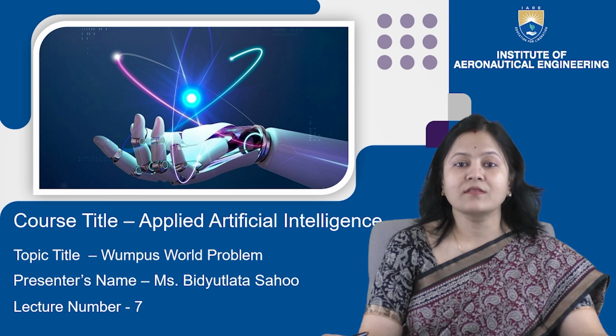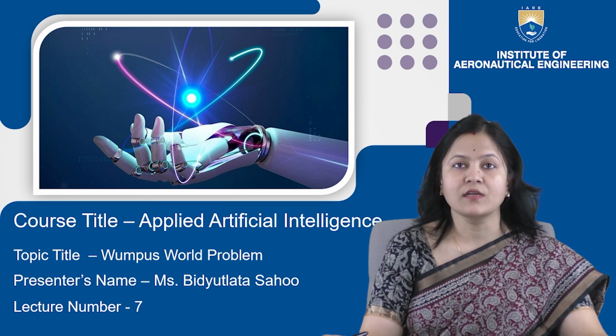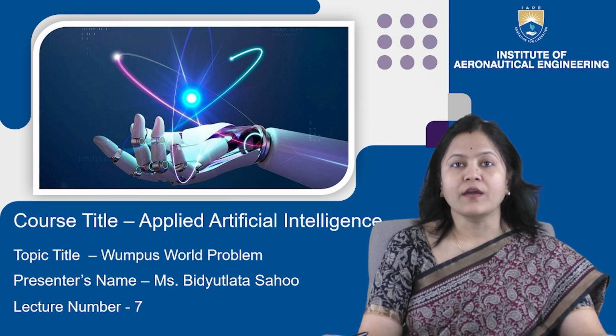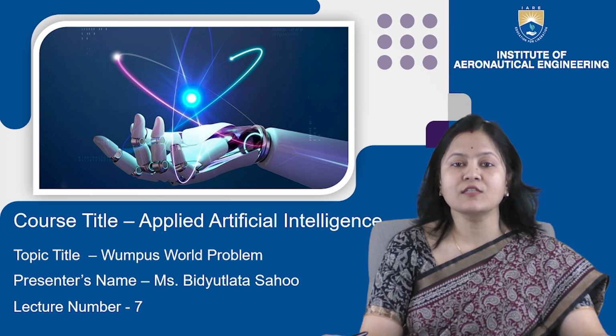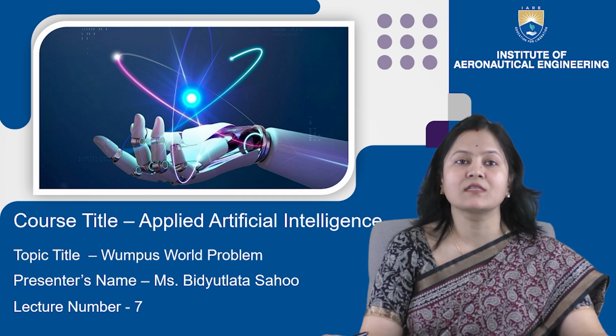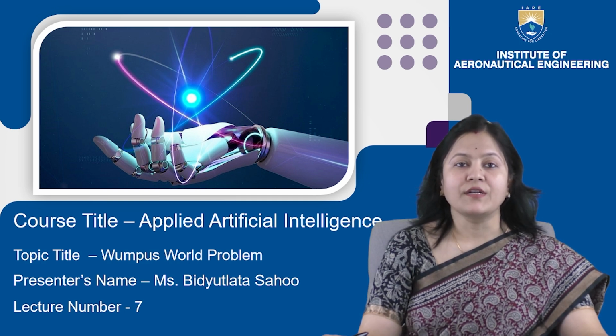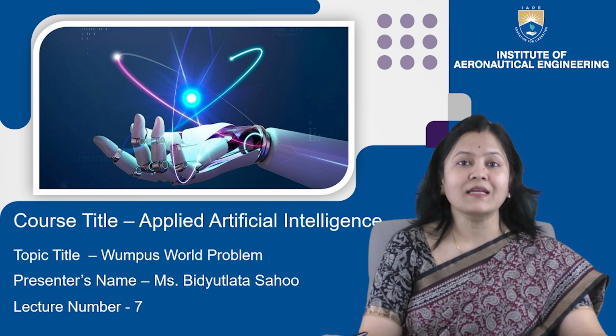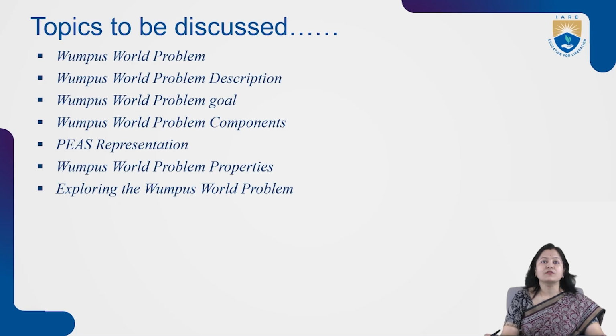This is my 7th video lecture on the course Applied Artificial Intelligence. Already I have discussed a few topics in module 1, and in the 6th video I discussed the intelligent agent. Today I'll discuss one of the classical examples of the intelligent agent, which is nothing but the Wumpus World problem. These are the topics to be discussed today.